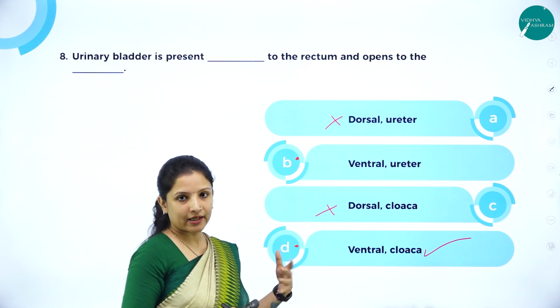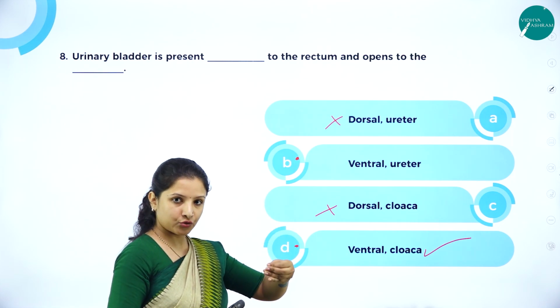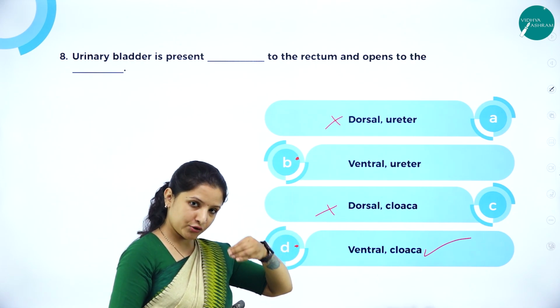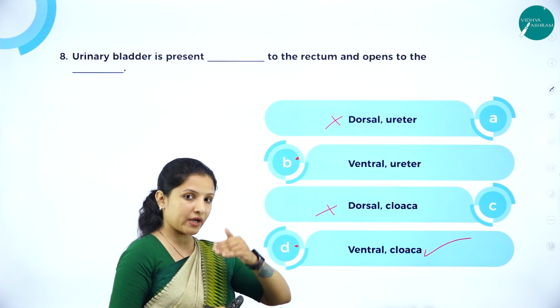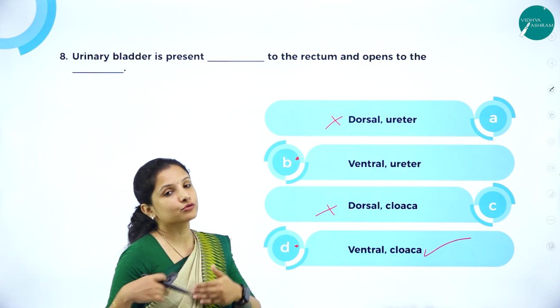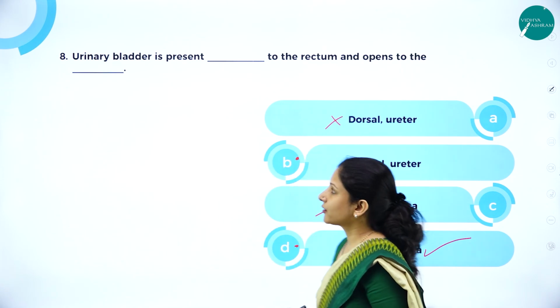Again, to brush up, I'll just tell you: from the kidney to the ureter, from the ureter to the cloaca, then to the urinary bladder, which is present on the ventral side of the cloaca, and it opens into the cloaca and then through the cloacal aperture. So the right answer is option D, ventral cloaca.